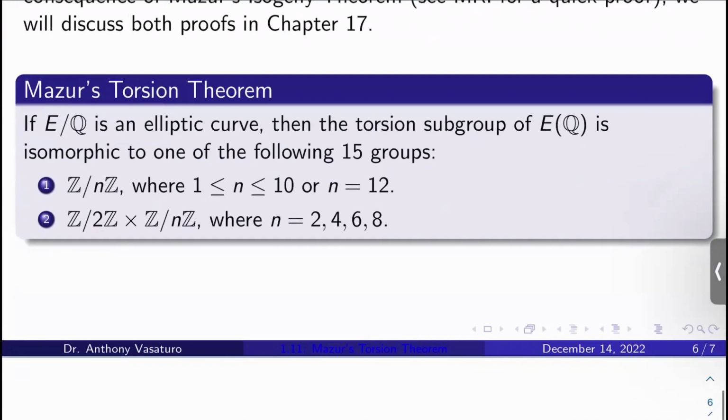So here's the theorem. Let E over Q be an elliptic curve. Then the torsion subgroup of E(Q) is isomorphic to one of the following 15 groups. Z mod NZ, where N is between 1 and 10 or 12, so you skip right over 11. Or Z mod 2Z cross Z mod NZ, where N is 2, 4, 6, or 8.